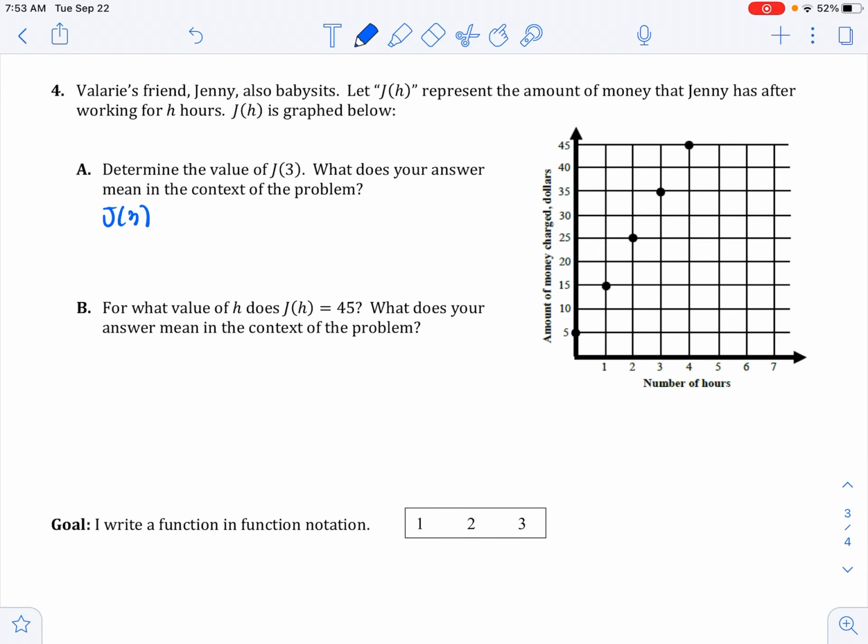Okay, so I'm going to say J of 3 is. So realize this is when hours worked is 3. You can look at it as when X is 3. They call it H though. Okay, so when X is 3. So here's X is 3. I'm going to look up and see what Y is. So here's a point right here, and Y is 35. So I'm going to say J of 3 is 35. And now I'm going to write what it means in the context of the problem. So I'm going to say after 3 hours, Jenny has $35.